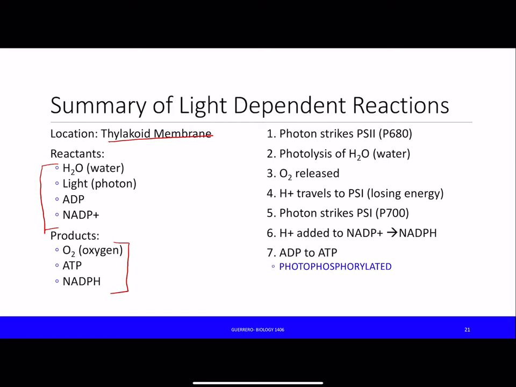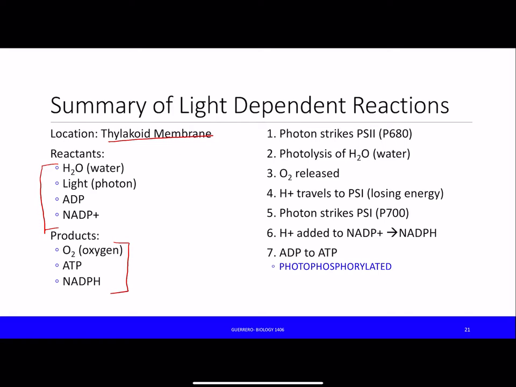Photolysis of water is going to take place, which releases oxygen. Hydrogen and its electrons are separated from each other. The hydrogen is going to be pumped into the lumen while the electrons travel to photosystem 1. As they travel, they are losing energy. When it gets to photosystem 1, it has lost all its energy, so another set of light is going to re-energize that, but this time it's happening in photosystem 1, which peaks at P700.